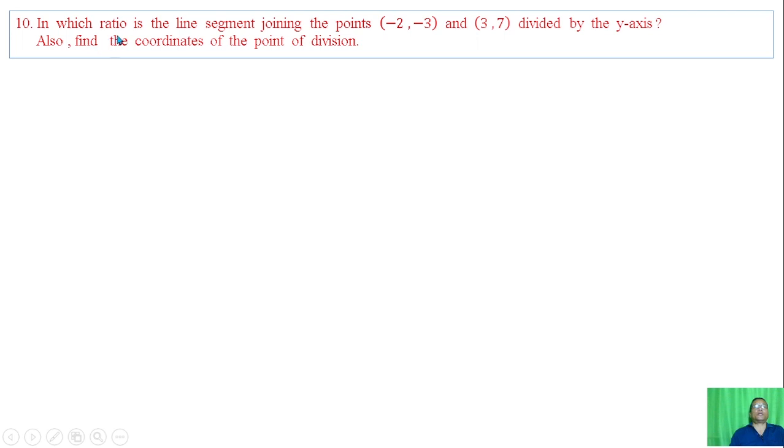Question 10. In which ratio is the line segment joining the point this and this divided by the y-axis?